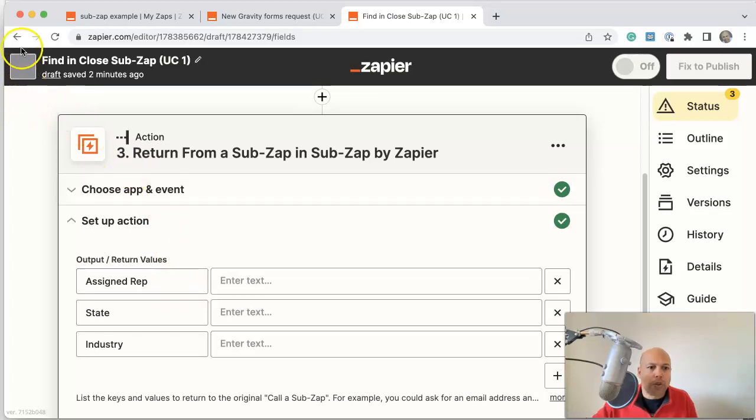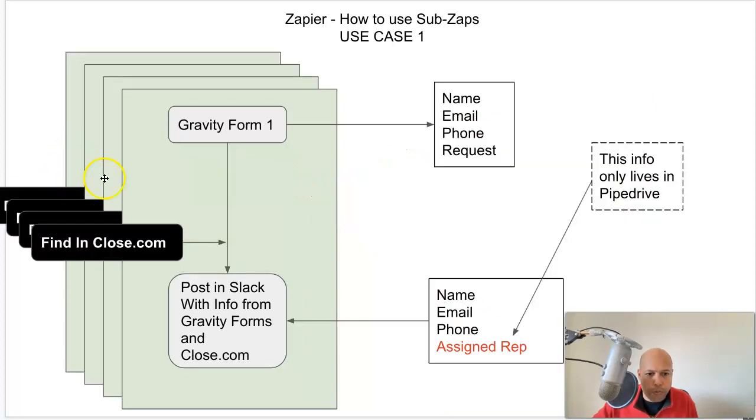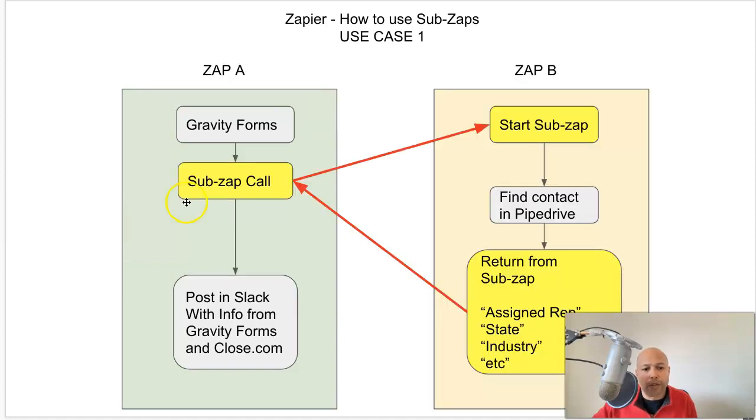So that is how everything looks, where you have a call zap that reaches out to Zap B, where you've got the sub-zap, run some actions, and then you can take the information from this other zap, push it back into the sub-zap, and then put it down here, so that when you have multiple zaps that you're running, instead of recreating this piece every single time, you can just add in a sub-zap and then all those actions run.